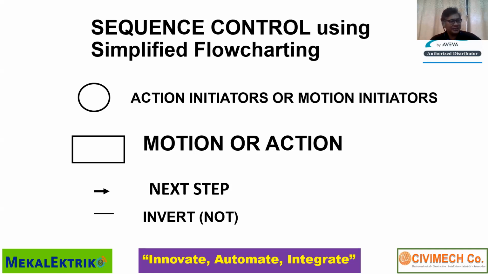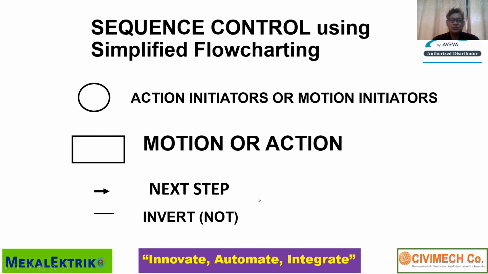So I devised a system, I call this simplified flow charting, wherein I only reduce our symbols because I'm not a computer engineer. So I do it my way. Okay, action initiators or motion initiators, I represent with a circle. Motion or action is the rectangle and the arrow is the next step. Invert is the symbol if you want to invert something, like in Boolean algebra, it means not.